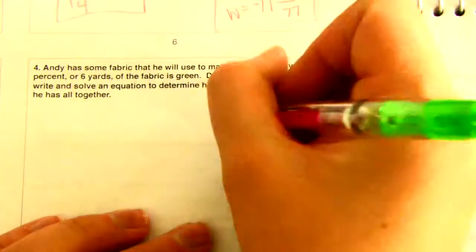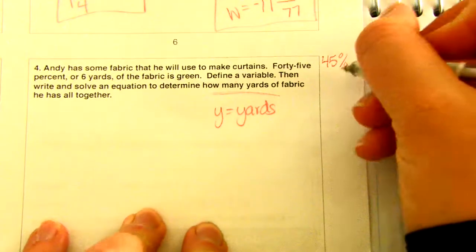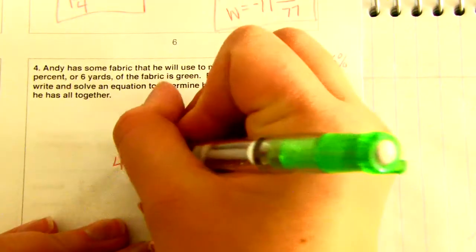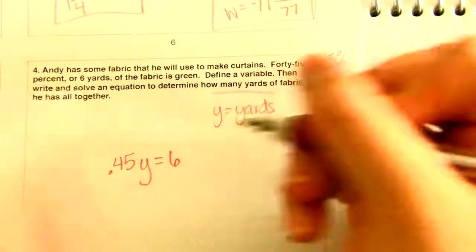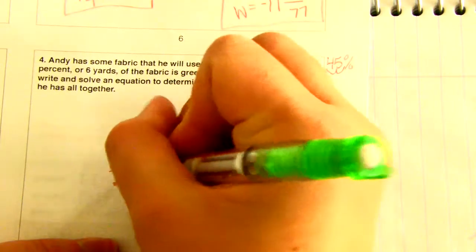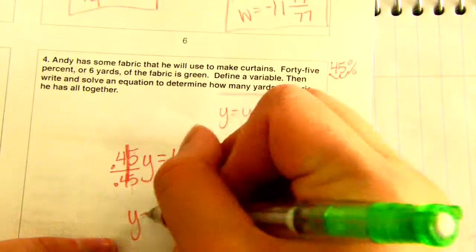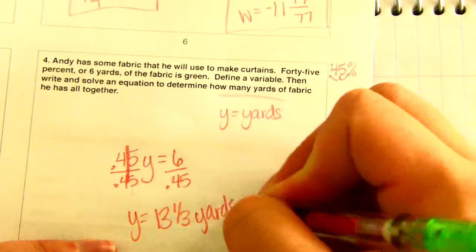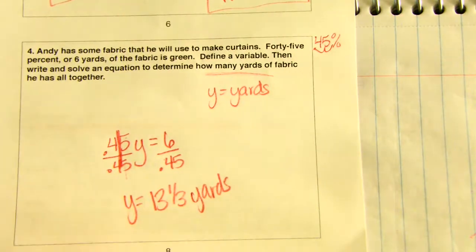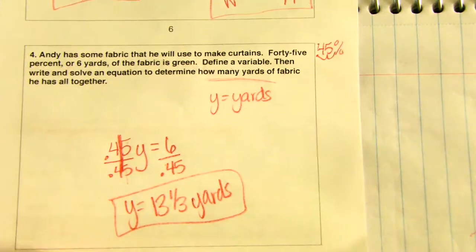So we're solving for yards, so I'm going to say that y equals yards. That's my variable. And I know that 45%, or 0.45, of his total yardage is green, or is 6. So I can divide by 0.45 on both sides, and I would get 1 here, and it ends up being 13 1/3 yards, or 13.33, but we know that that decimal is 1/3. So 1/3 of a yard is 1 foot. So that's interesting. But there we go, 13 1/3 yards.